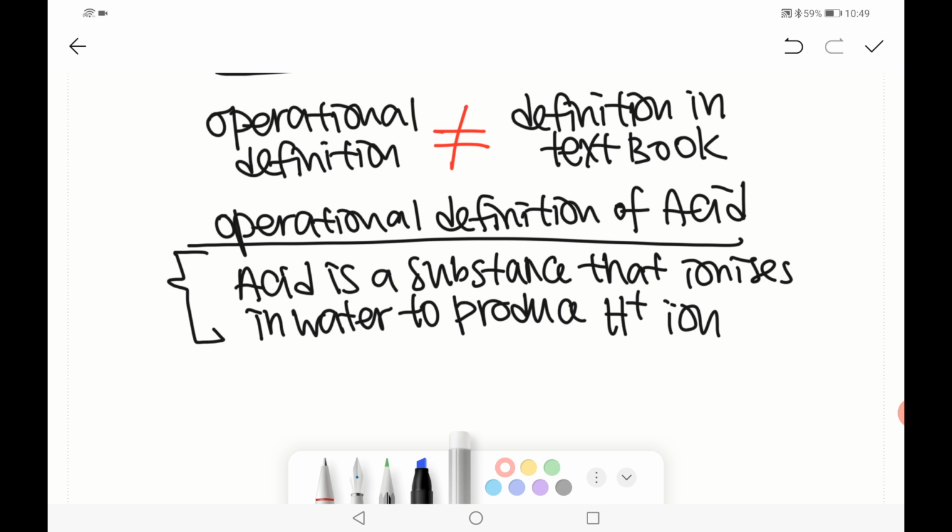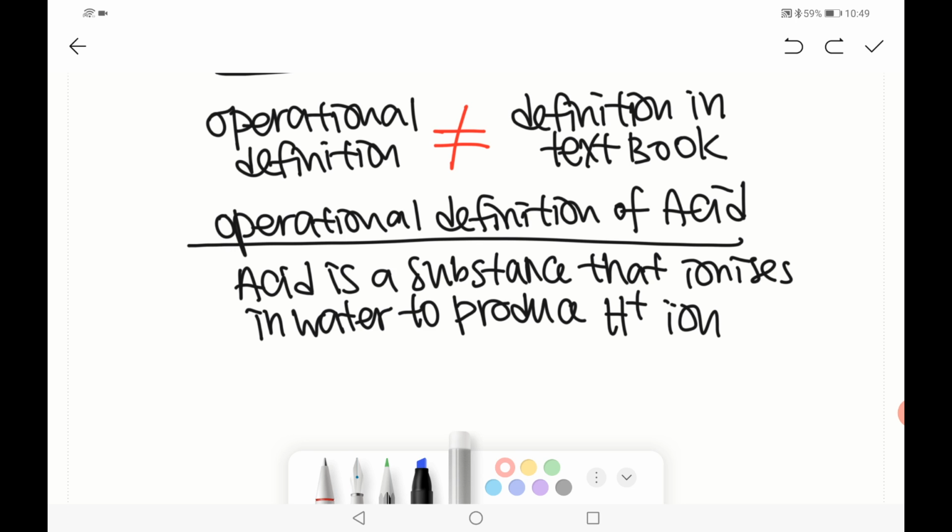So what is operational definition? Operational definition comes from the word operation. Operation means you have to do something. Okay, so you have to do something. What does it mean by do something? When you come to chemistry, do something means experiment.